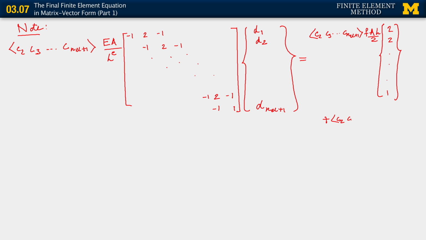C2, C3, CNEL plus 1, multiplying zeros everywhere in this column vector until we come down to TA. Okay, so for the special case of a mesh where all the elements have the same length, HE, we have this nice simple representation, right? And that's an HE there as well.